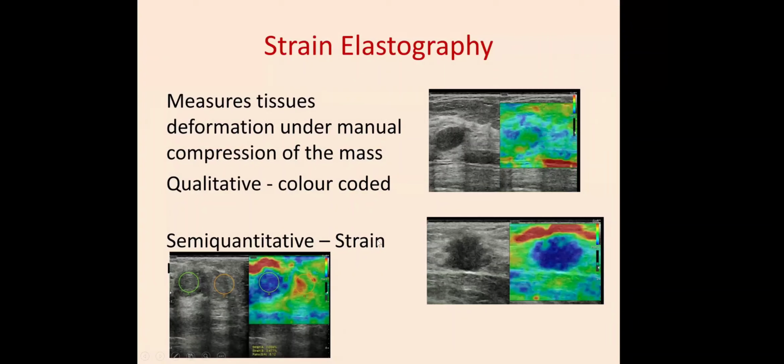The other semi-quantitative method is the strain method. In this, after taking the elastography image, we put an ROI on the mass and on the adjacent normal parenchyma, and then we calculate the strain ratio. Actually, it is the ratio of the stiffness of the mass to that of the adjacent normal parenchyma or fat, and the higher the strain ratio, the more likely the mass is malignant.